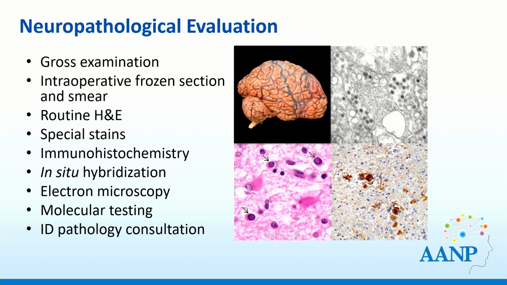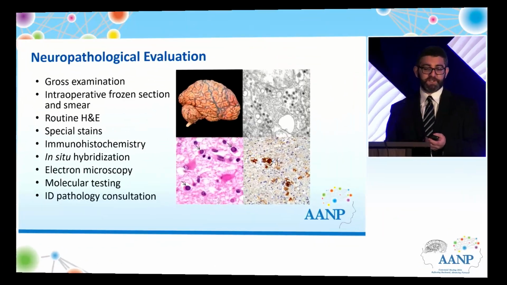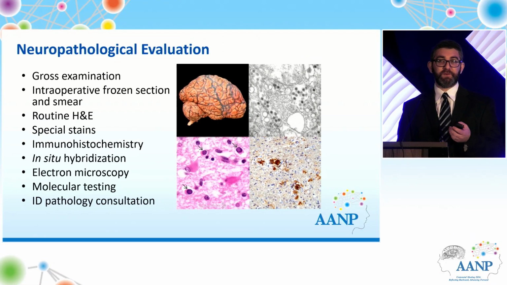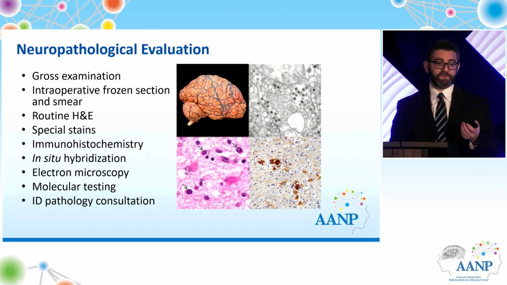I've gotten consulted for weird stuff on a GMS stain, and I said, well, you missed all the acid-fast bacilli, which you might want to look at. Immunohistochemistry is useful in a lot of situations. In situ hybridization, especially when you can make your own probes with RNAscope, is becoming increasingly useful. Electron microscopy is not as useful as it has been in the past, but can be helpful if there's a new emerging viral infection that people aren't familiar with. Molecular testing, and then your friendly ID pathology consults like myself.